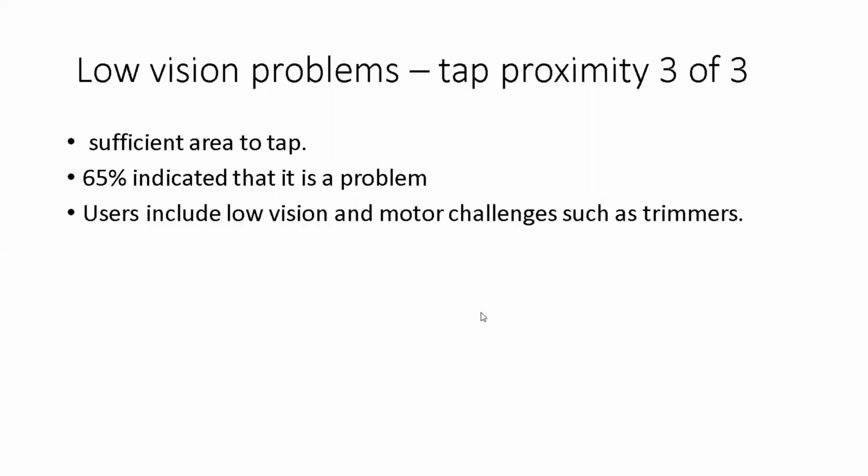The other interesting problem that I see, which is a level triple-A requirement in 2.1, is the proximity of tapping a wrong control because of the small sizes of icons. They might be tapping on an unwanted control because of tremors in the hands, or because of low vision, or because of fat fingers. There should be a sufficient area for the user to tap. 65% indicated that it is a problem for them.